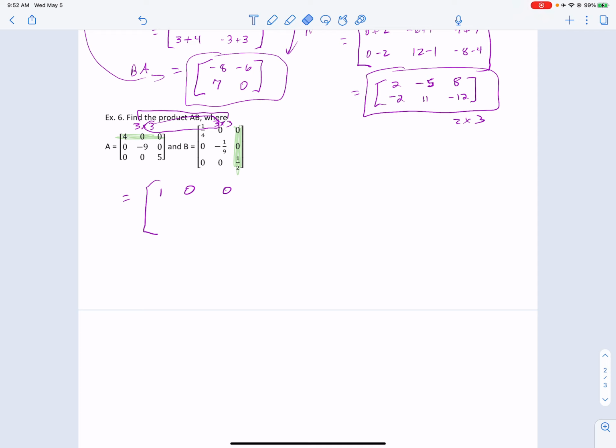And then we are going to switch to the middle row. And as I multiply by the first column, I get a 0, a 0, and a 0, so that's all going to add up to 0. And as I switch to the second column, now it'll be different. I get 0 times 0, but -9 times a -1/9 is 1. And 0 times 0 is 0, so that's that second element of the second row. And then switch to the third column, and you have 0 times 0, -9 times 0, and 0 times 1/2, that product is 0.